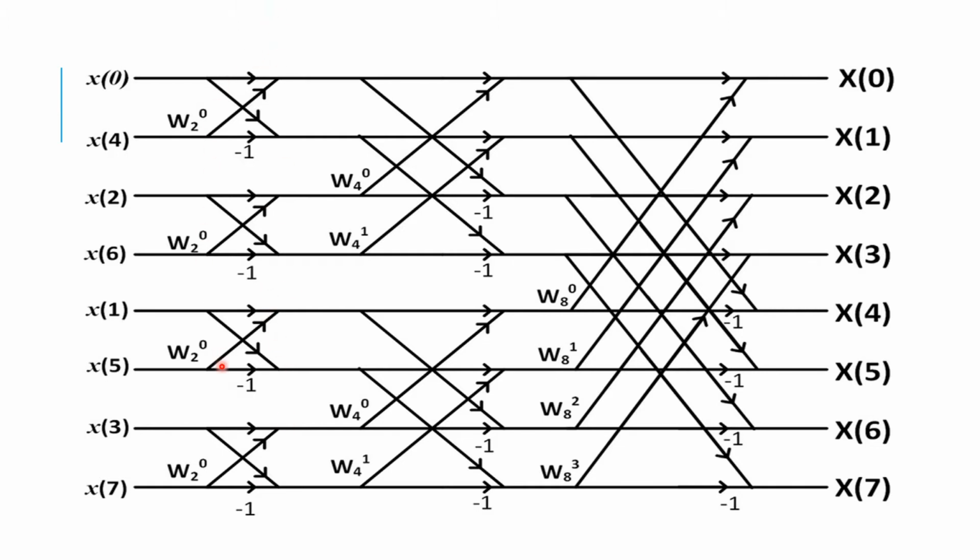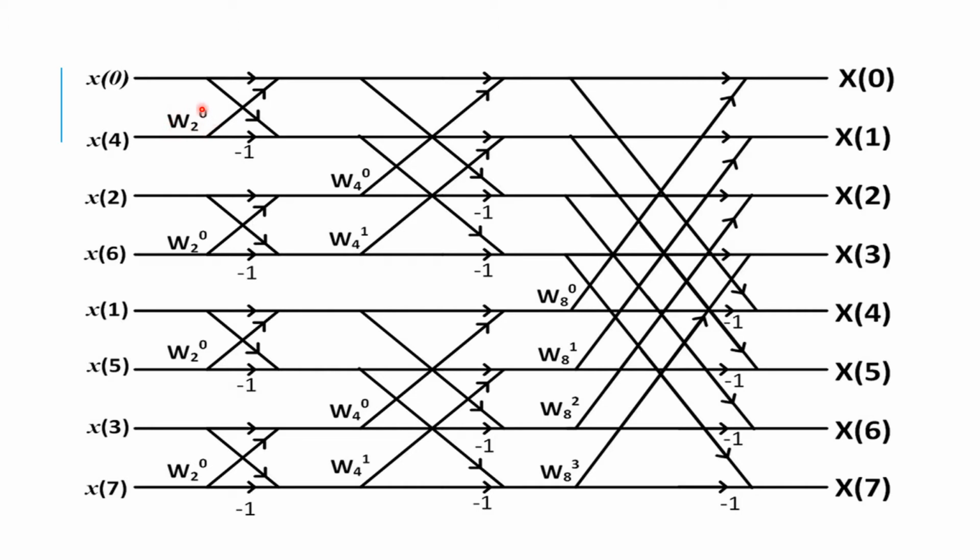And before this, for DIT, we have seen the 2-point DIT structure. We are supposed to multiply the Twiddle factor before multiplying it by -1. That is before it is taken inside the butterfly structure. So place the Twiddle factor W in front of this butterfly structure.